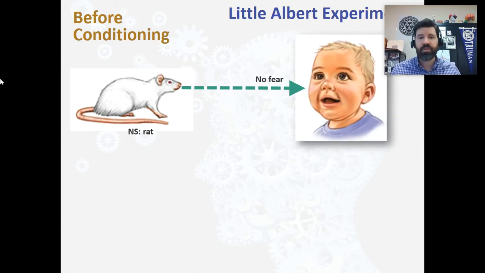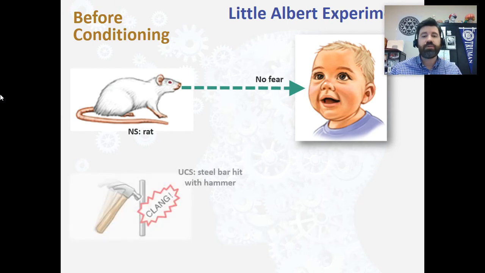Before conditioning, John Watson would take this cute little 8-9-month-old infant known as Albert, and he would present Albert with lots of different stimuli. For example, he'd give little Albert this little white lab rat, this cute furry lab rat, and little Albert was just fine, and the rat would crawl around in its lap, and there was no problem at all. That is a neutral stimulus. This rat causes no particular response.